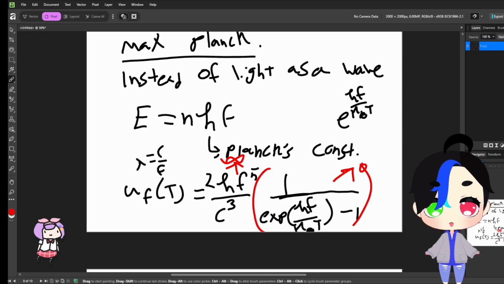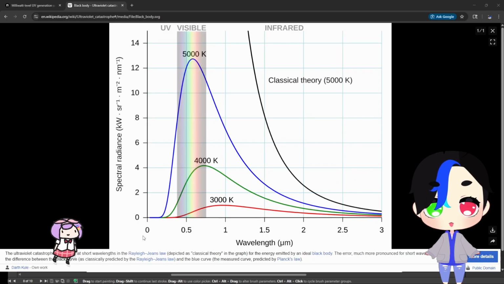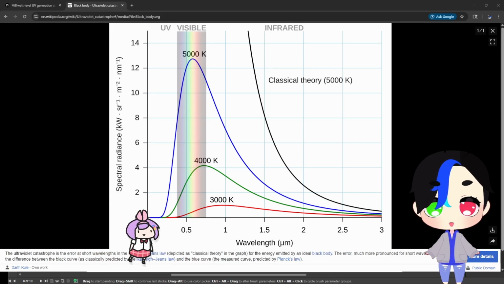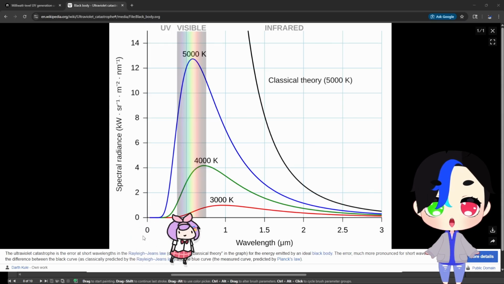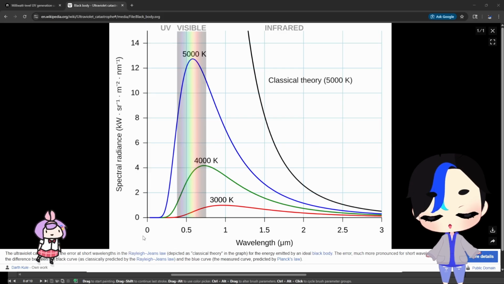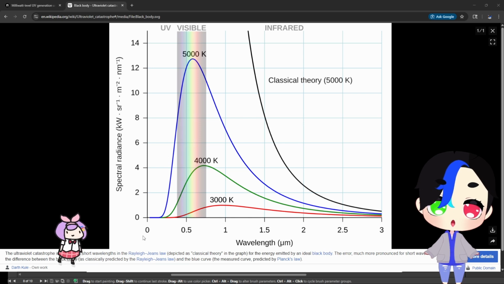This formula compared to the one we got from classical StatMech looks like this, as you can see, this is from Wikipedia. The classical theory, again, keep in mind this is in terms of wavelength, not frequency, so higher frequency means lower wavelength. Classical theory blows up to infinity as you get closer to ultraviolet. Meanwhile, the exponential in the denominator goes to 0 much faster than the polynomial f to the fifth, so it quickly drops off to 0. So you get finite energy for blackbody radiation. That's how they solved the ultraviolet catastrophe.